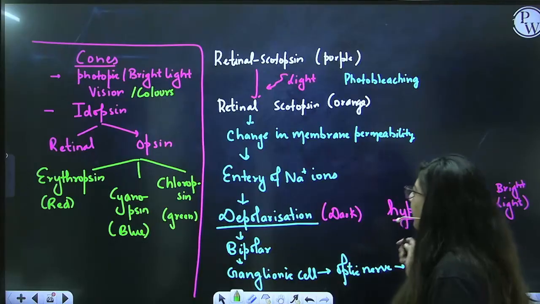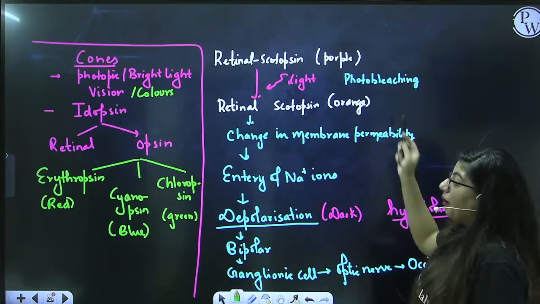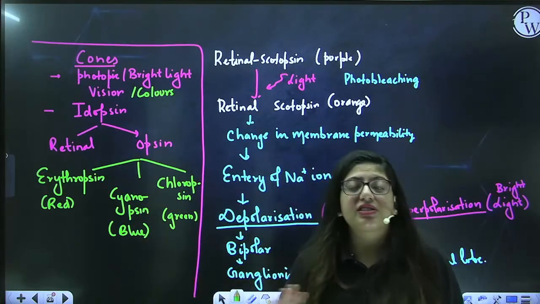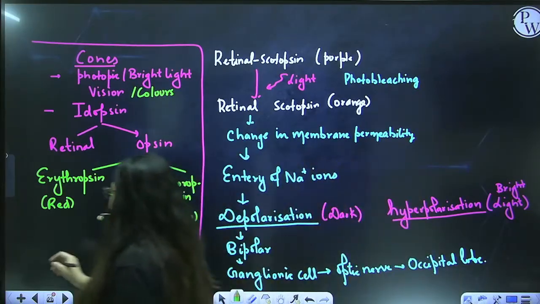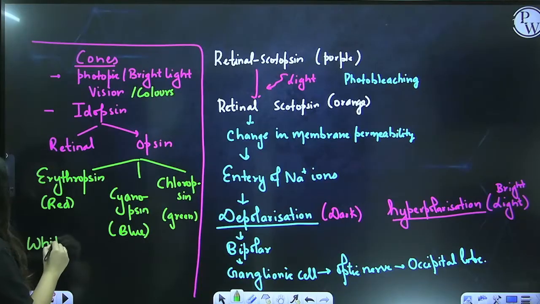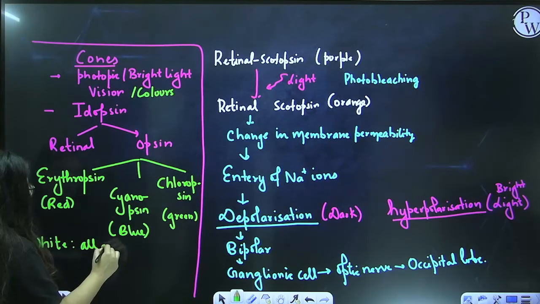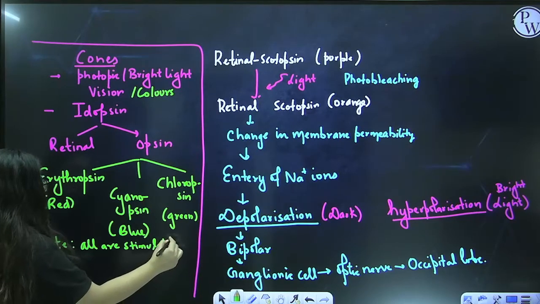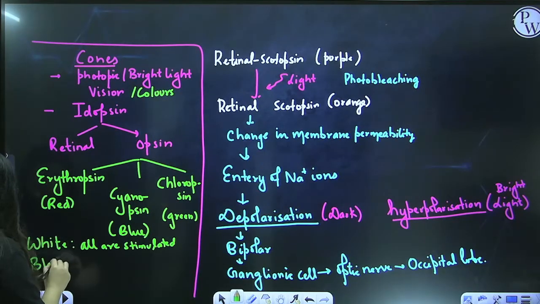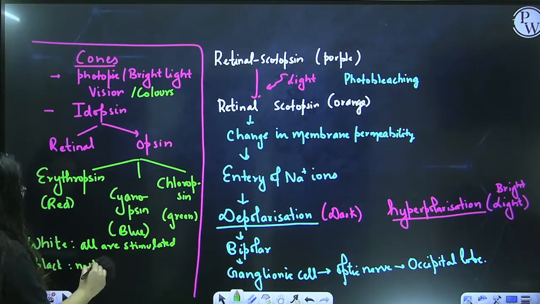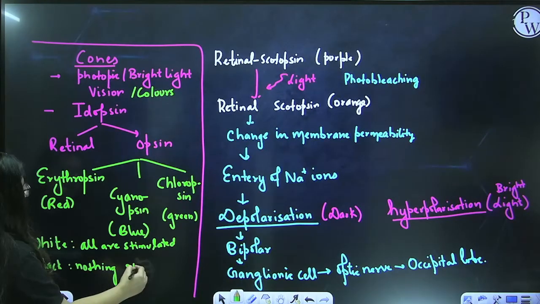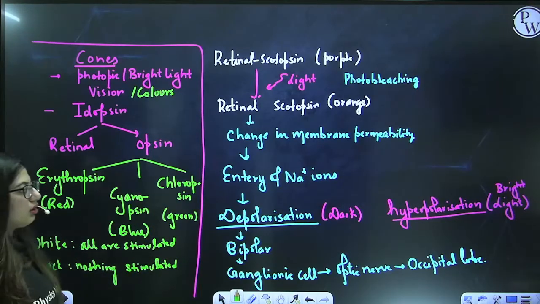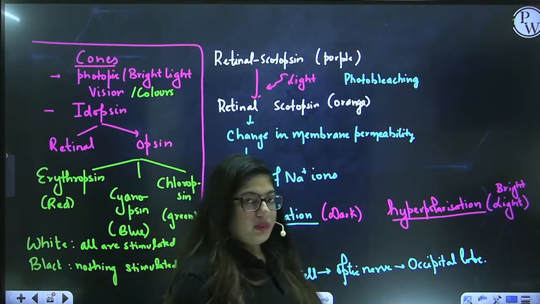I'm looking at white. Okay, here all the three types of pigments are stimulated. So whenever you have a sensation of white color, all are stimulated. And whenever we are looking at black, nothing is stimulated.